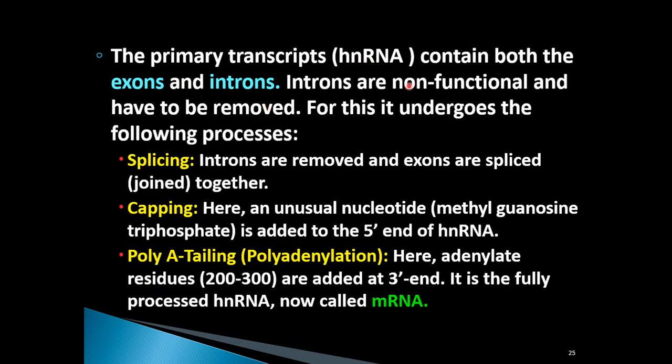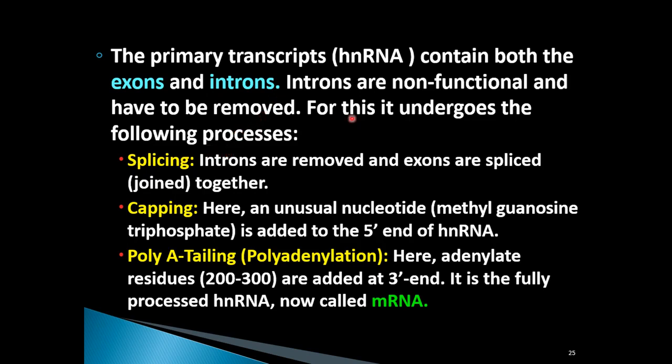Now these introns are non-functional and have to be removed. For this it undergoes the following process. So you can say no such process is required in case of prokaryotes. These are called post-transcriptional changes, means removal of these introns. So this is required only in eukaryotic transcription after the transcription. That's why this is a complexity.